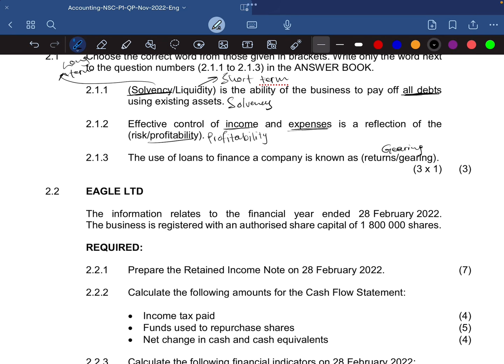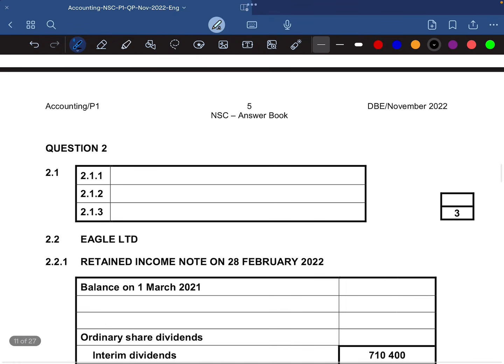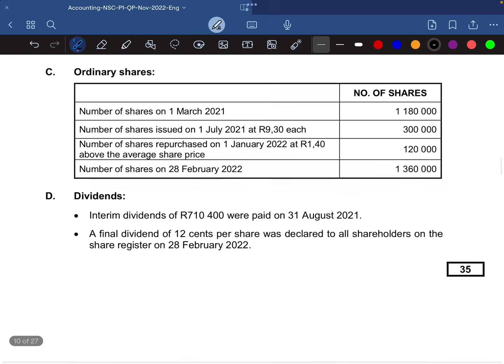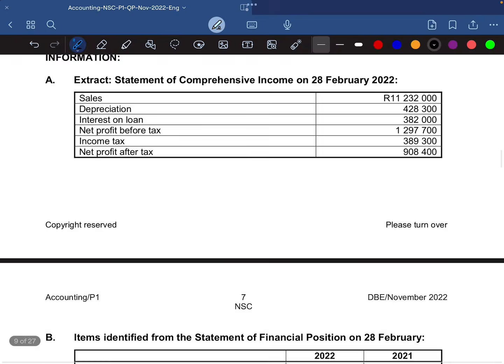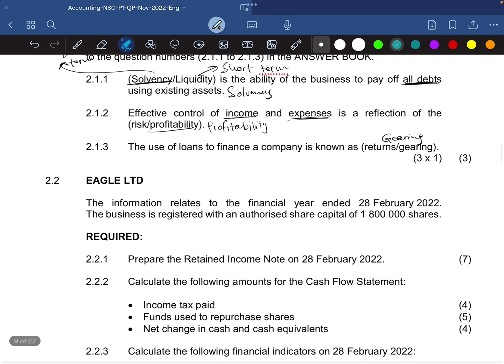Okay, now let's just quickly populate our answer book. So the first one here is solvency. Second one was profitability. And lastly, gearing. All right. Now we move on to the second one, which is 2.2.